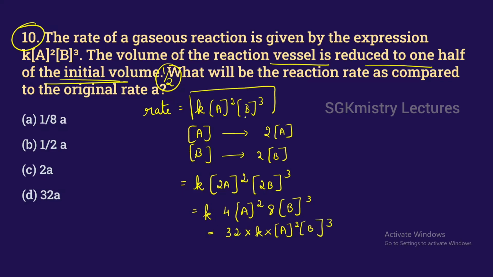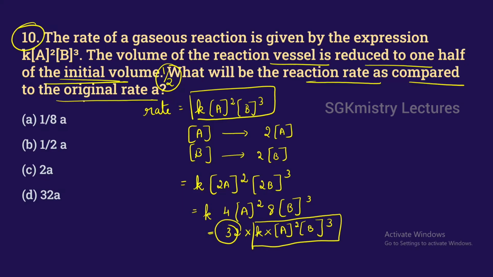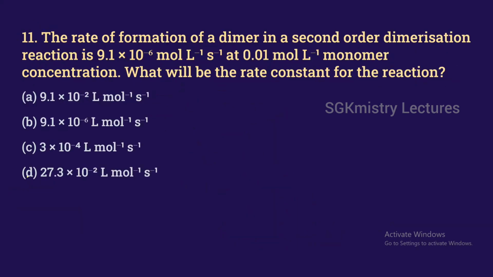Now initial was K into A square B cube. Here we have K into A square B cube. Now how much is more? 32 is more. So this they have given, reaction rate as compared to the original rate A. This is taken as A, this entire term. So now we have 32 into again this entire term, which is nothing but A. So 32A. So correct answer is option D, 32A.